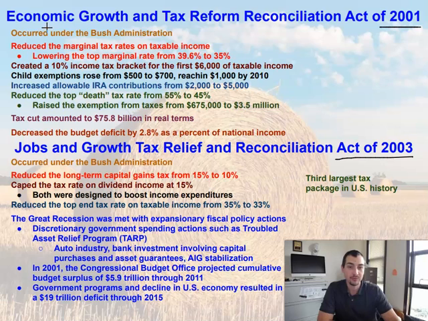So its official name was the Economic Growth and Tax Reform Reconciliation Act of 2001. This occurred under the Bush administration. So what did they do in this tax reform? Well, what they did first and foremost is they reduced the marginal tax rates on taxable income. So what they did is they actually lowered the top marginal rate from 39.6 to 35%.